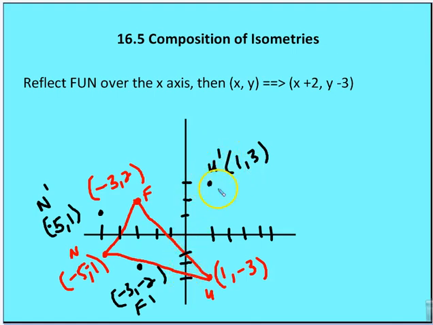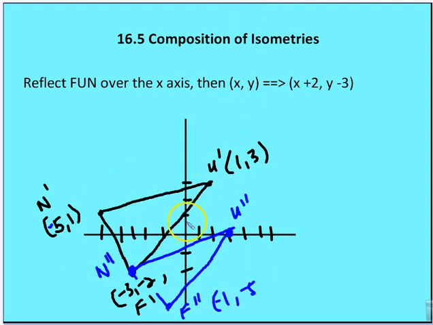U prime becomes 1, 3, N prime becomes -5, 1, and F prime becomes -3, -2. And I'm going to take that figure and translate it +2, -3, and double prime becomes negative, where are we here? N double prime, I'm going to have to pause for a moment.